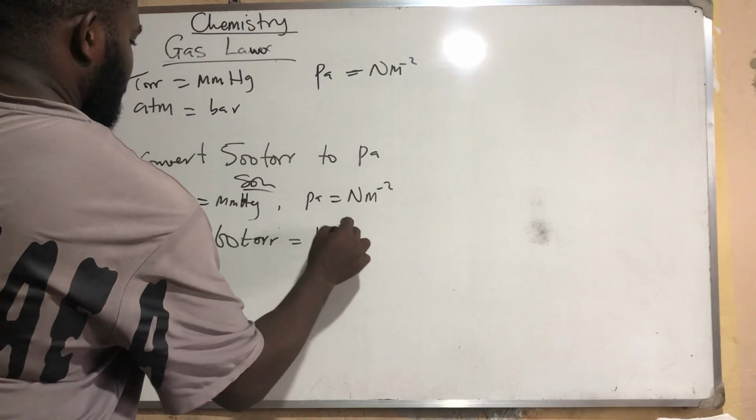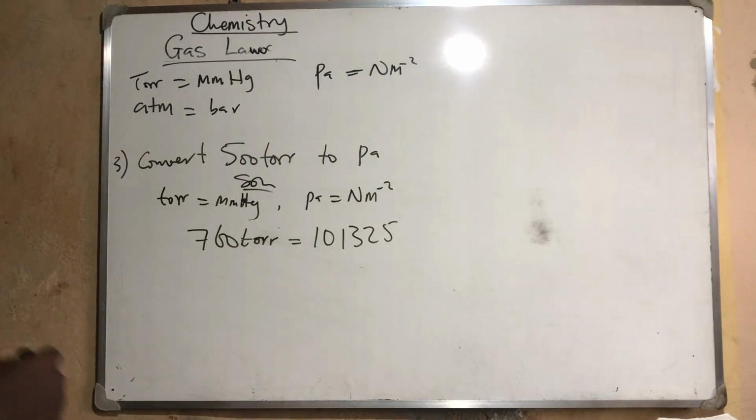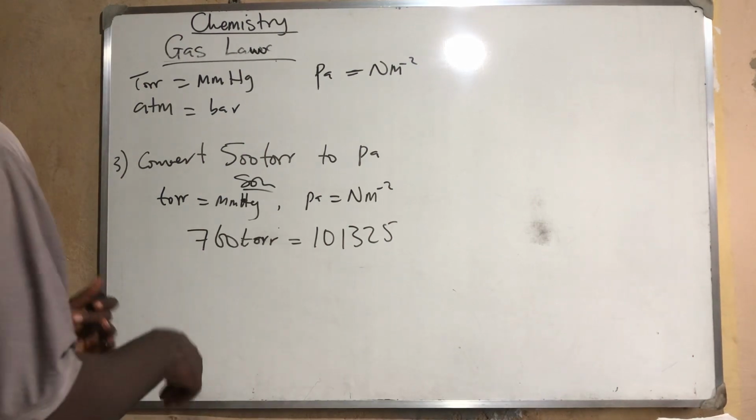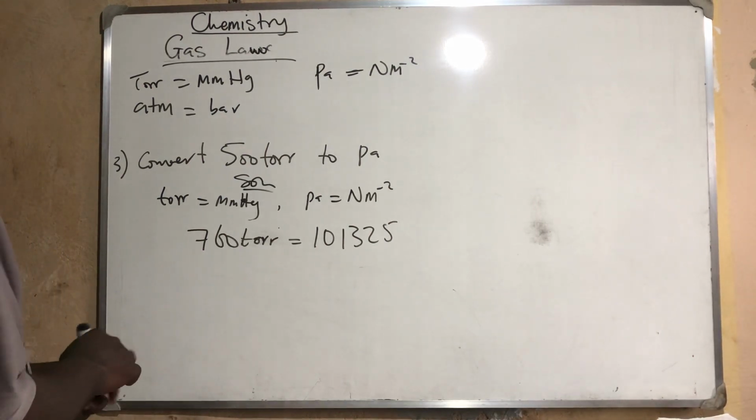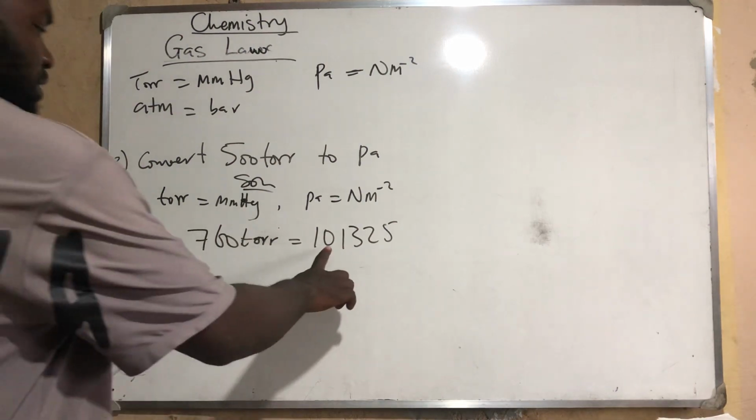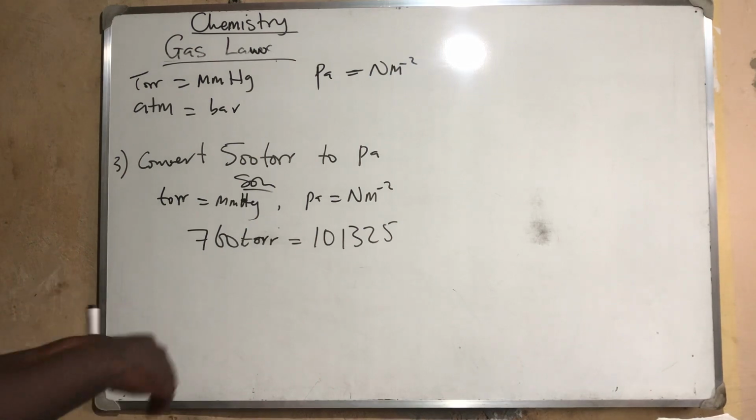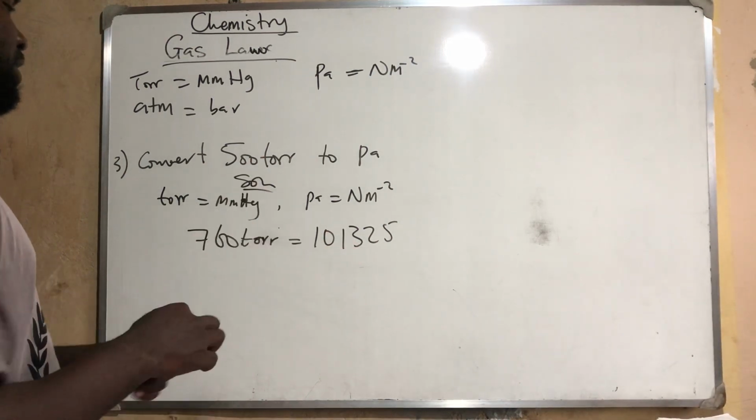And anytime you hear Newton per meter square, it is 101,325. Or you can just say 10 raised to power 5. Sometimes you can use 10 raised to power 5. You will still get the same thing. They will understand because it is approximately 10 raised to power 5. But if you can remember this one, it is better to use.